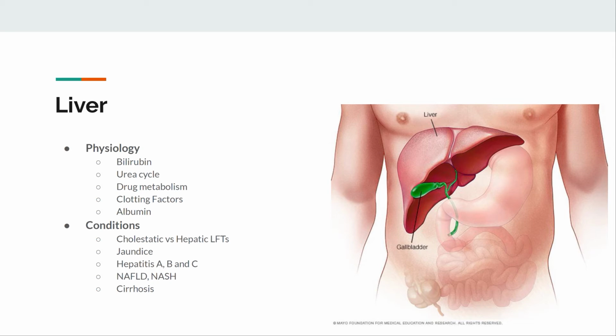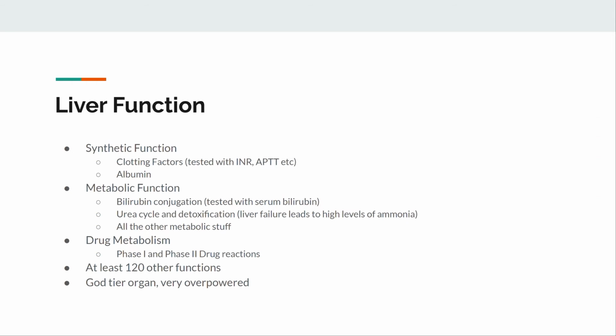And even in embryology, it's the main site of hematopoiesis before your bone marrow develops. So it can literally make red blood cells. It's incredible. And then we'll talk about some conditions in the liver.